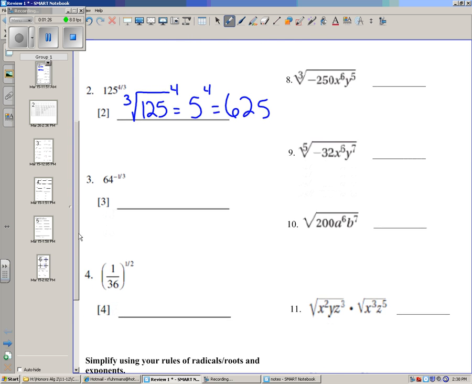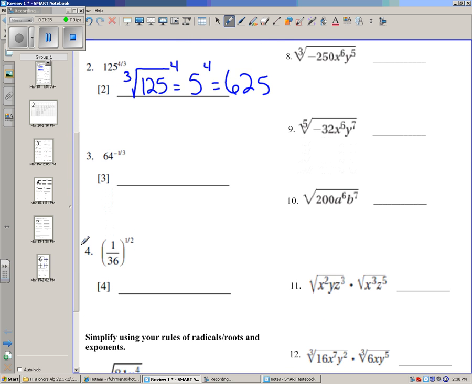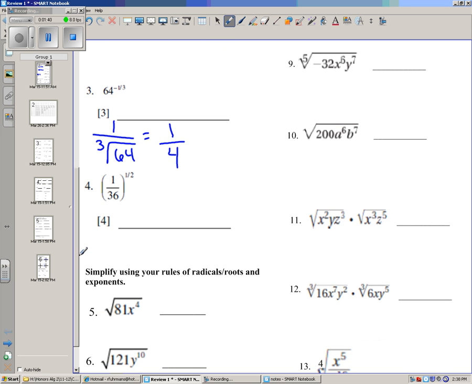Number 3, the only thing that's going to change is because of the negative exponent, it's going to move into a denominator. So then I'll be taking the cubed root of 64, which is just 4, so my final answer is 1/4. And then number 4, the 1/2 is just going to distribute to everything, so basically it becomes 1 to the 1/2 and 36 to the 1/2, and remember 1/2 is the same as the square root, so I'll just end up with 1/6.